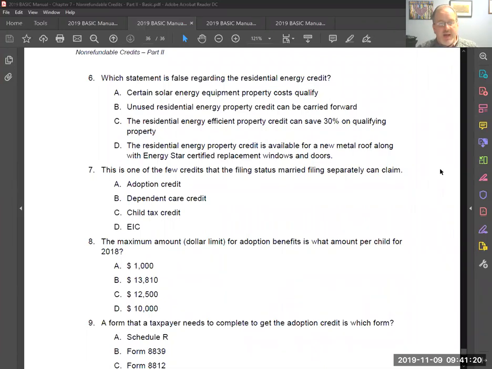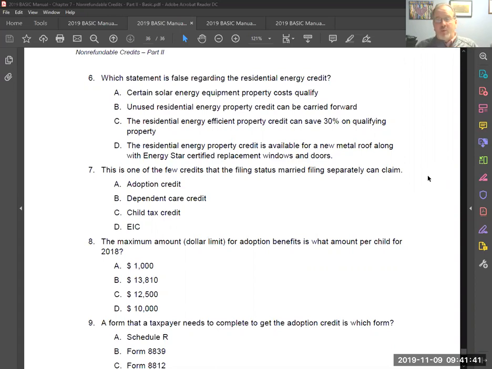Let's see, we're on number 7. This is one of the few credits that the filing status married filing separately can claim. And that one is the child tax credit. Okay, so the child tax credit is one of the few that stays on the table. Adoption credit, dependent care credit, EIC, those all disappear. But that child tax credit.